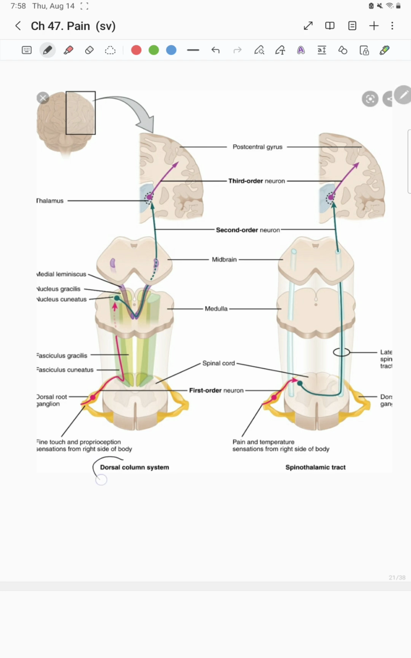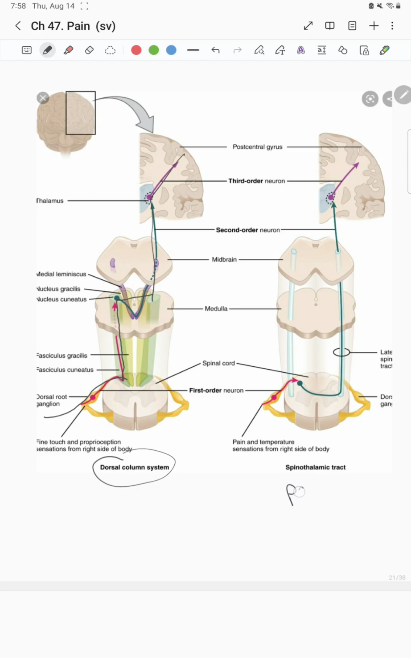All right, so another view of the dorsal columns. Tactile information goes in, dorsal nerve root into dorsal horn, synapses on the dorsal column, goes up to the brainstem, crosses over, hits the thalamus, goes to the primary sensory cortex.